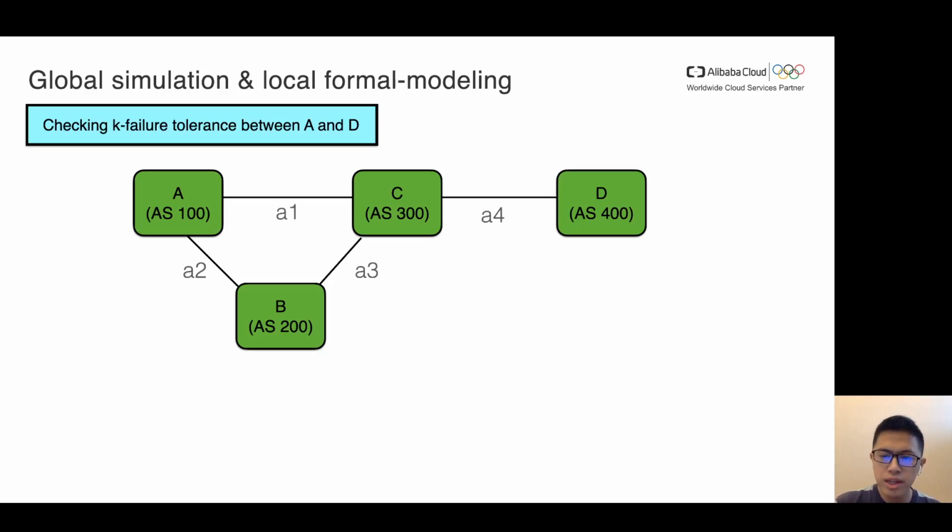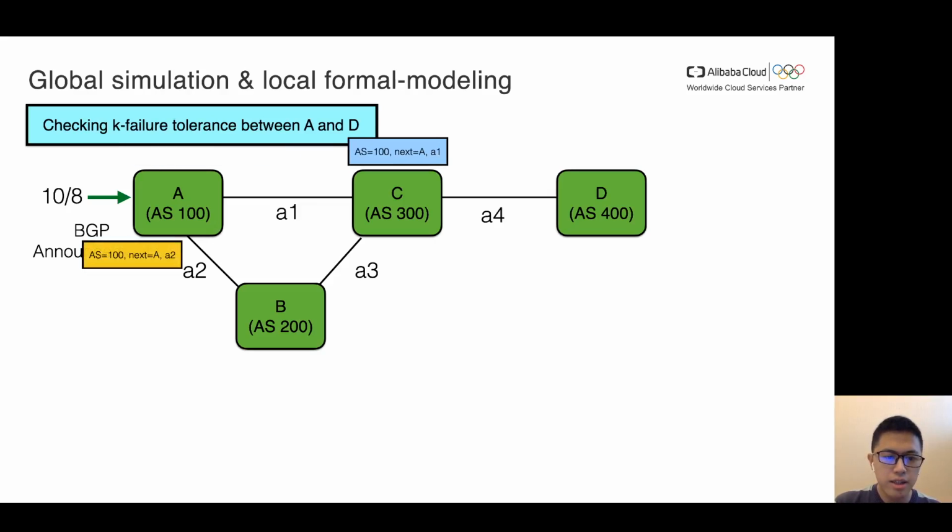Every link has a unique ID. Router A is a BGP announcement node which announces prefix 10/8. In this example, we aim to reason about k-failure reachability where k is equal to 1, which means whether the reachability of this network can tolerate an arbitrary one-link fault.